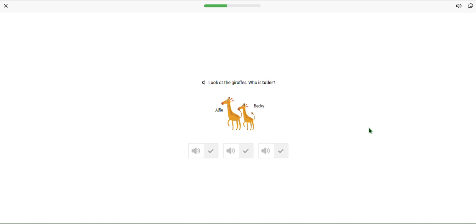Look at the giraffes. Who is taller? Taller. Alfie is taller than Becky. Becky is taller than Alfie. Alfie and Becky are the same height. So Alfie looks taller than Becky. That's the first one.